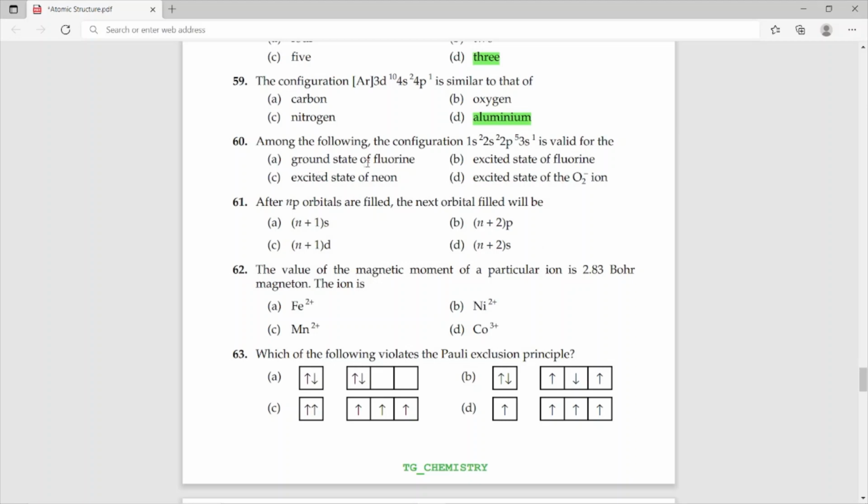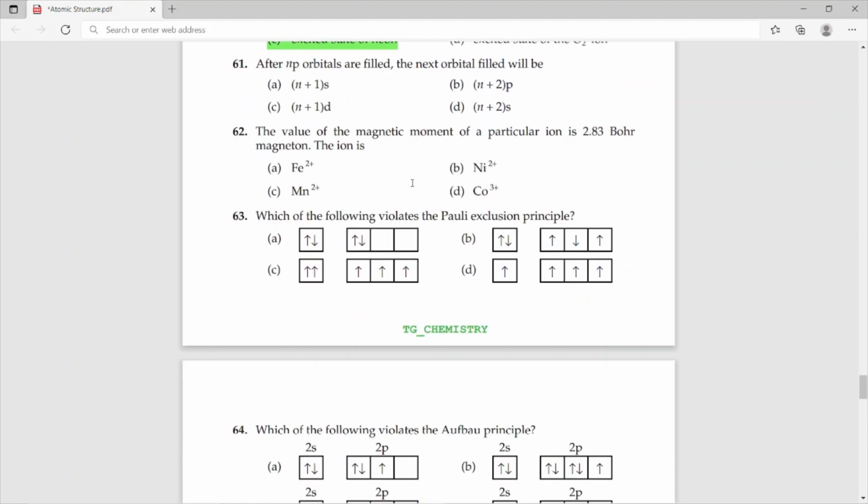Next comes the question among the following, which is similar to aluminium with the outermost electronic configuration given. It will be similar to the aluminium one in the group of aluminium. 60th question is, among the following, the configuration 1s2, 2s2, 2p5, 3s1 is valid for. The right answer is the excited state of neon.